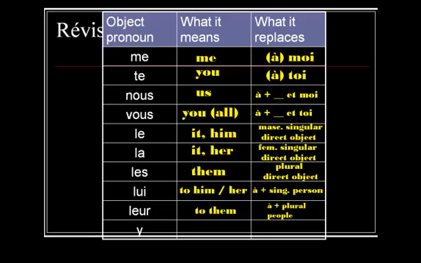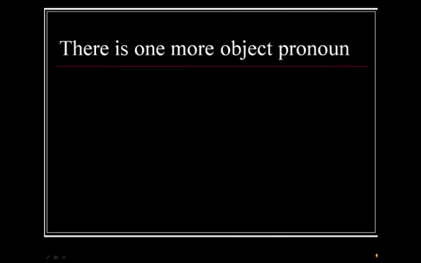And then y, the most recent of our object pronouns, y means there, and it replaces a preposition and a place. Now remember, these are all object pronouns, so when you use them to replace something, the object pronoun goes in front of the verb in the new sentence. Okay, so our last object pronoun, the object pronoun en.